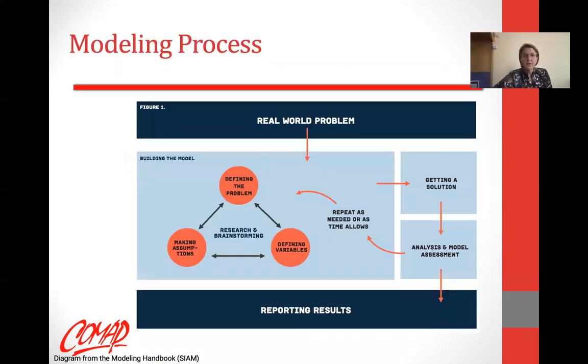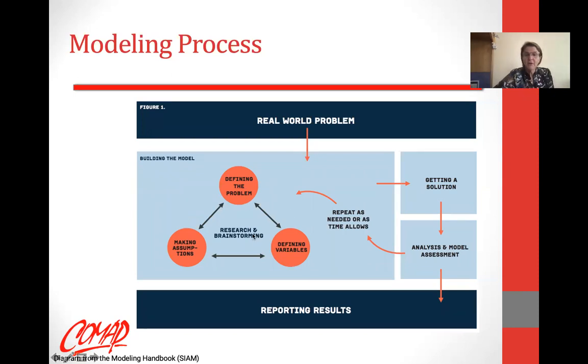So this is a modeling cycle diagram that comes from a modeling handbook that is a free download from the SIAM website. And SIAM is the Society for Industrial and Applied Mathematics. So what we do is we start with a real world problem, or maybe just a real world scenario, and maybe students define the problem. And then they think about making assumptions, because in a real world problem, we can't just normally tackle the problem head on. We have to put some things on the back burner and make some simplifying assumptions so the problem becomes tractable.